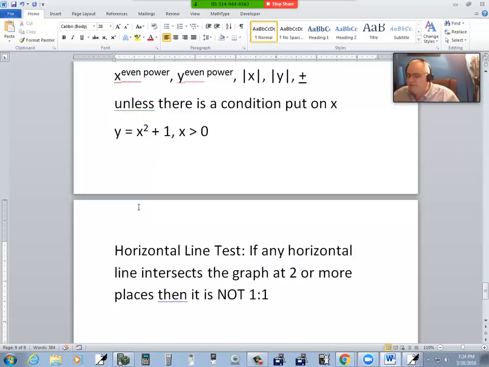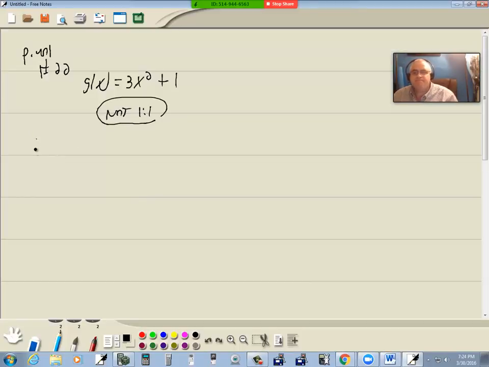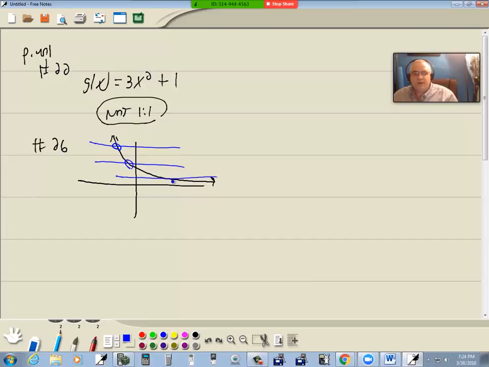If I looked at, for example, number 26, our graph looks like this. Let me draw that a little bit better. If I start drawing horizontal lines, draw one here, it intersects one place, draw one here one place, draw one here one place. No matter where I draw a horizontal line, the most it'll intersect is one place. Then in response to your question, determine whether the function is one-to-one, this one is one-to-one for that reason.